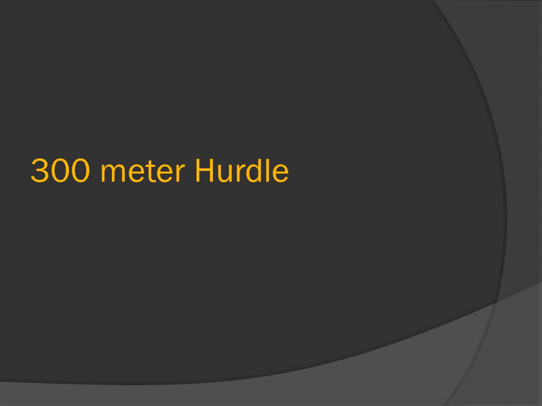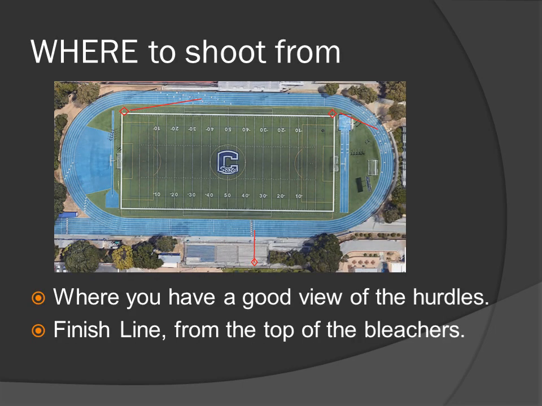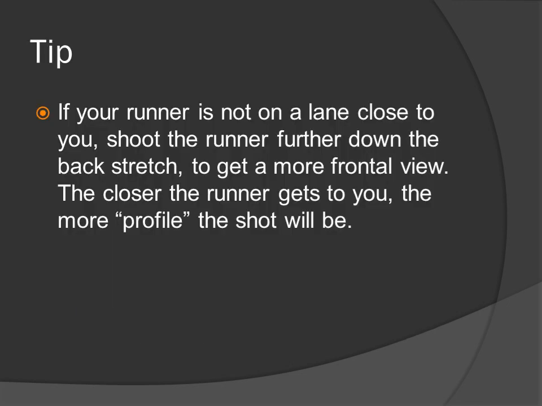300-meter hurdle. Where to shoot from: where you have a good view of the hurdles, the finish line from the top of the bleachers. Tip: if your runner is not on a lane close to you, shoot the runner further down the backstretch. That way you'll get more of a frontal view. This is a perspective. The closer the runner gets to you, the more profile the shot will be.